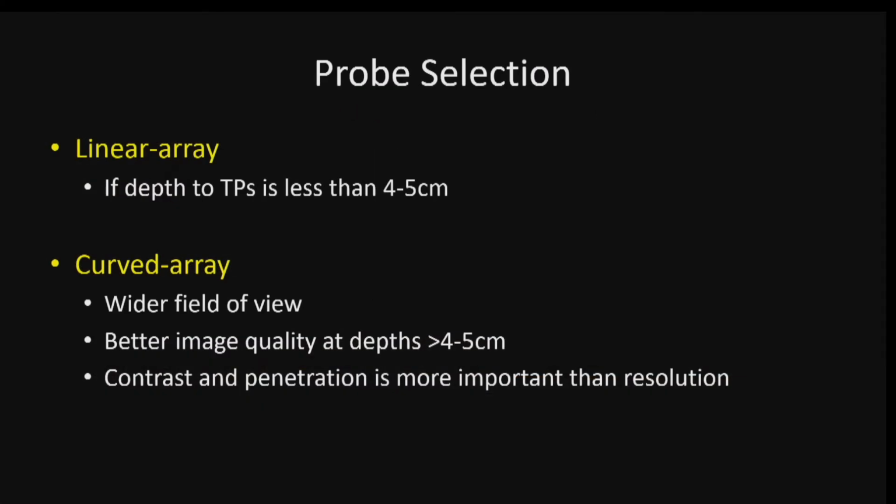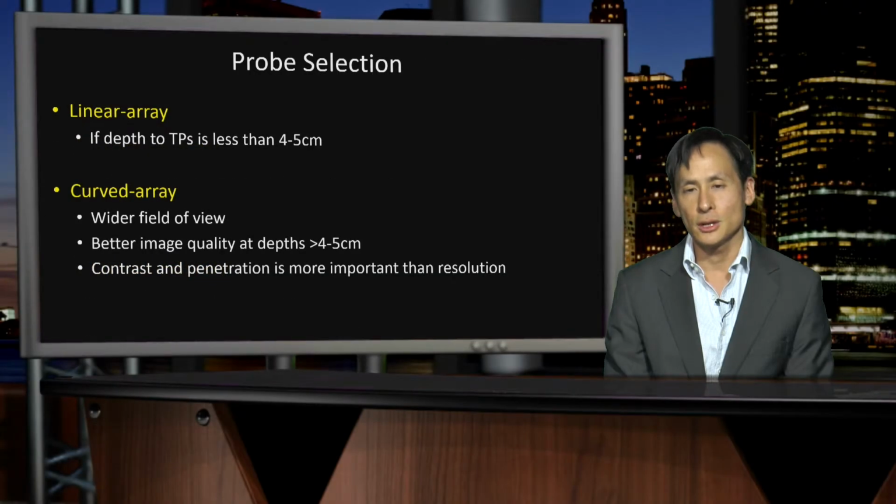Selecting the probe, we do recommend that a linear array probe only be used if the depth to the transverse processes is sufficiently shallow, so less than 4 to 5 centimeters, because any more than that and the image quality starts to deteriorate and the field of view tends to become quite narrow. If that happens to be the case, we do recommend using a curved array probe because it will give you a wider field of view and much better image quality at depths exceeding 5 centimeters. And in this block, contrast and penetration is much more important than resolution.